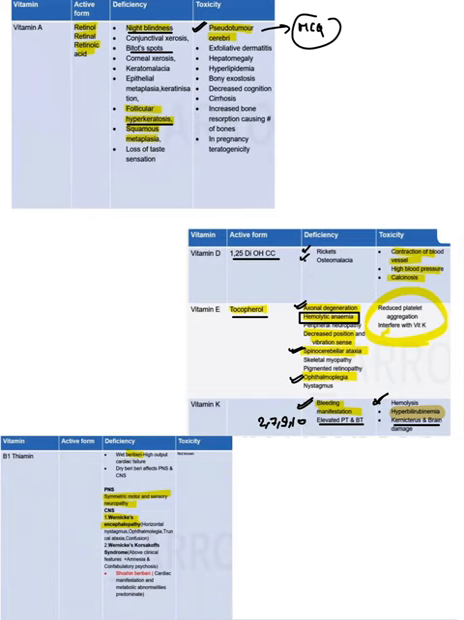Okay, see, B1 thiamine, beriberi. I said there are two types of beriberi, wet and dry. Dry affects the PNS and the CNS, and wet affects the heart, causing cardiac failure.